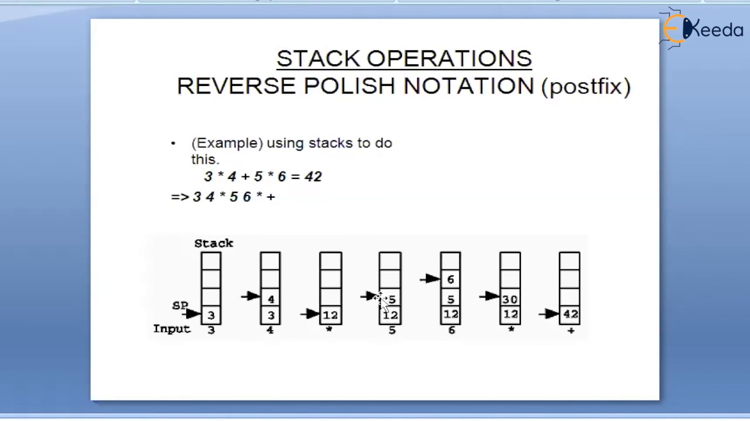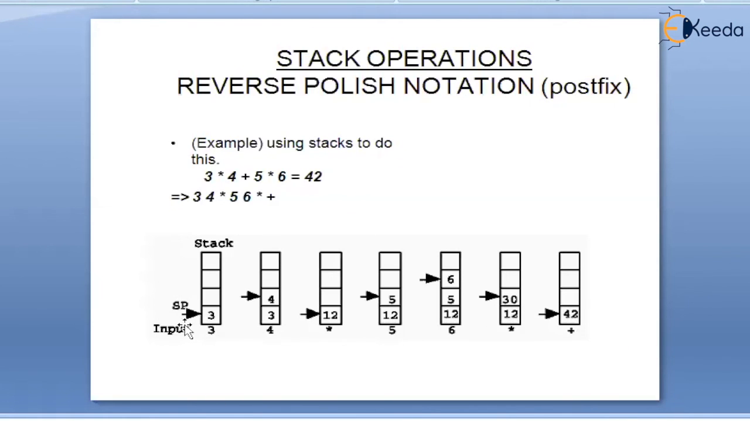Then 5 should be pushed, 6 should be pushed. Now the top of the stack is 6. 5, 6 followed by star. When you say star, that is multiplication, these two will get multiplied and stored here. So this 30, the product of 5 into 6, is on the top of the stack. And finally, 3 into 4 plus 5 into 6 should happen, so here we need to perform addition. Addition is going to be performed between 12 and 30. This is called reverse Polish notation.